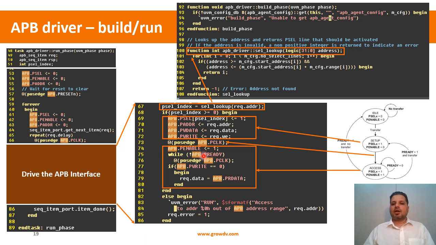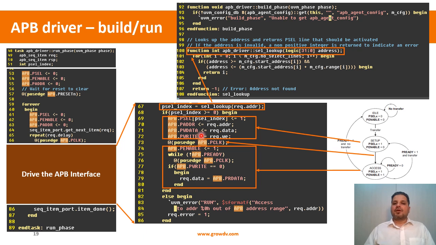So apb.penable gets driven with a non-blocking assignment, and then we have to wait for the slave to say that it is ready. So we say while not apb.pready, at posedge of clock. This is the blocking statement over here, so it will keep on waiting till the PREADY comes in. If the PREADY is 0, it will remain in the access state, and once the PREADY has been asserted, then if it was a read, we just copy the request.data with the data from the PRDATA bus. We copy that information, and at this point the overall driving is completed.